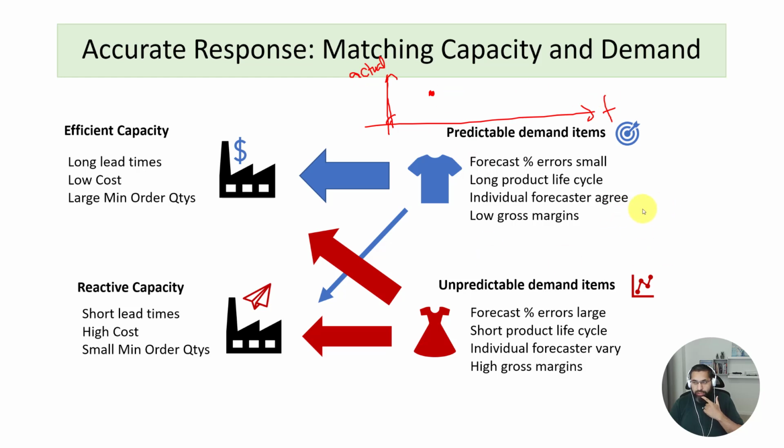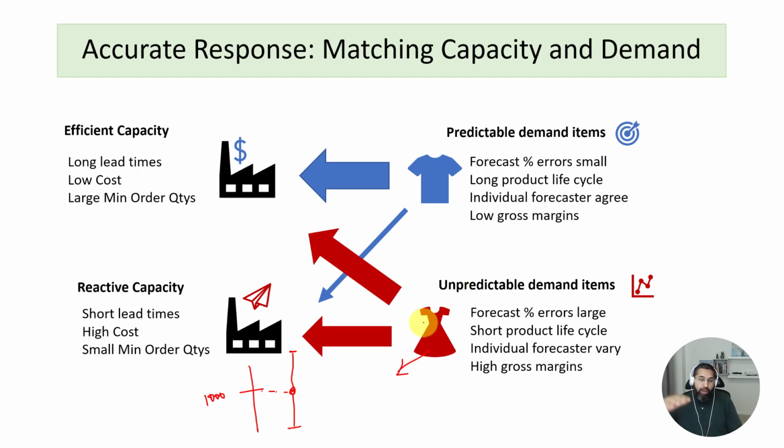Or we can just look at the forecast error. So let's erase this. Let's do a little bit better job. Okay, let's say we have an SKU like this red dress, and we expect to sell a certain quantity. Let's say this is 1,000 units. That's our forecast. But we have a big forecast error on these type of SKUs. We know that these type of dresses are very unpredictable from past experience.